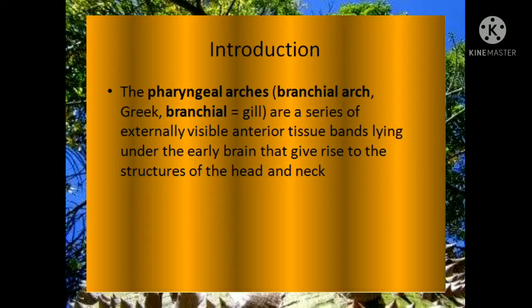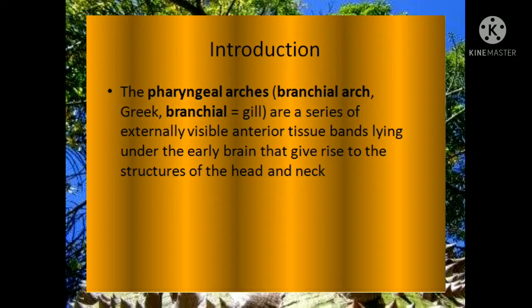First, the introduction. The pharyngeal arches or the branchial arches. In the Greek word, branchial means gills. They are a series of externally visible anterior tissue bands lining under the early brain that give rise to the structures of the head and neck.